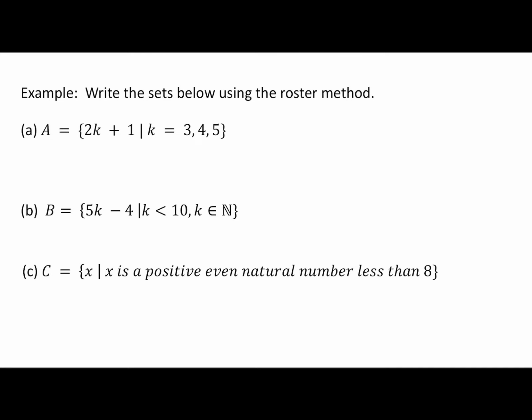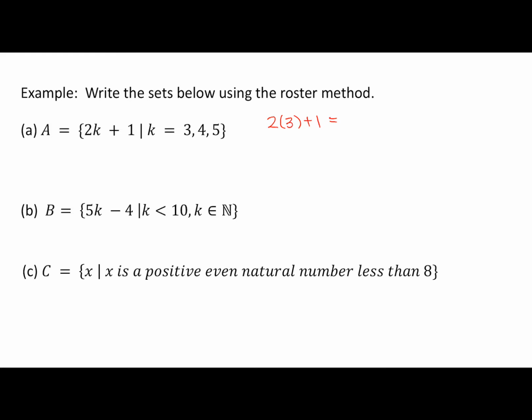All right, here are some sets that are described using the set builder notation, and we want to now write them using the roster method. So let's look at set A. Set A is the set of elements that look like 2k plus 1 such that k is equal to 3, 4, or 5. Well, let's calculate 2 times 3 plus 1.